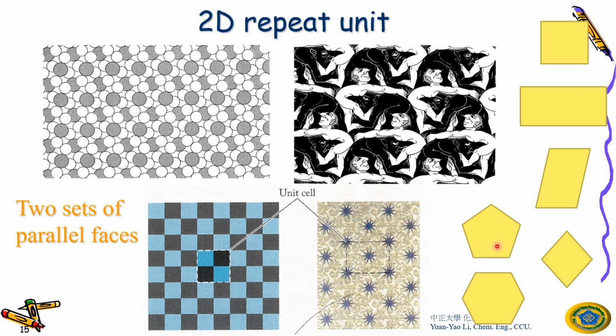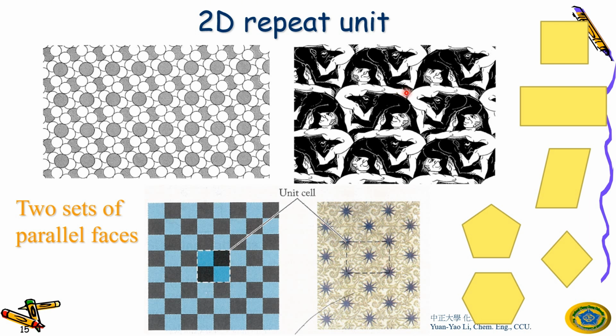Can this repeat? No, pentagon doesn't work. Pentagon is not a repeated unit. You cannot make this into 3 dimensions. No. Okay. So here is the example. This is a 2-dimensional repeat unit, right? And this is a 2-dimensional repeat unit.